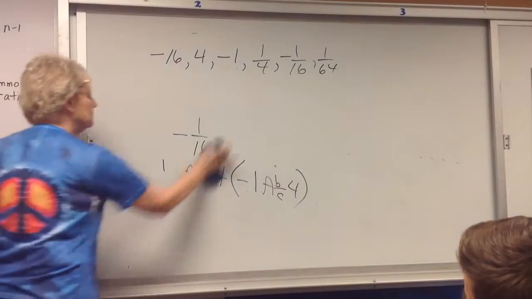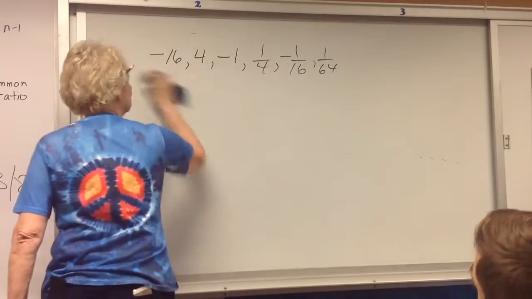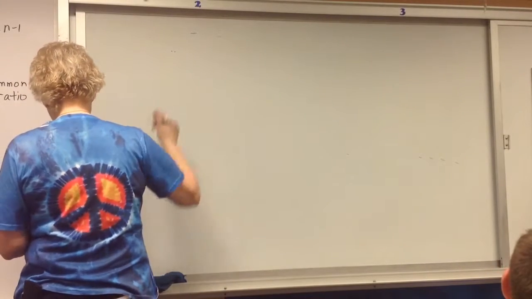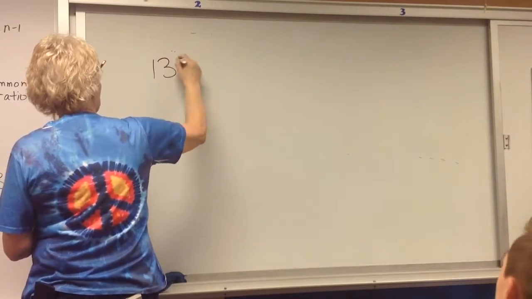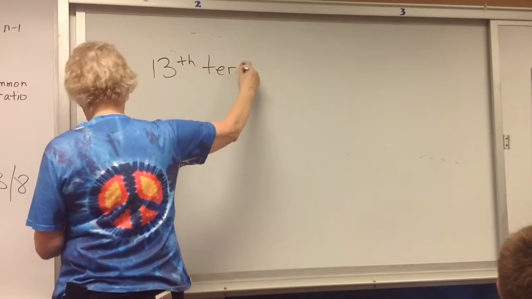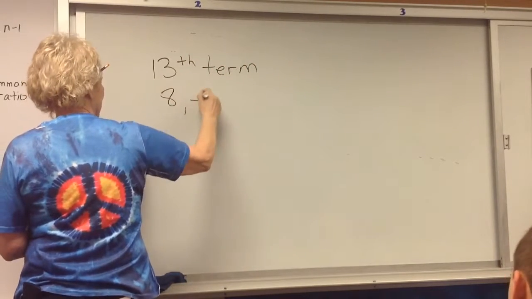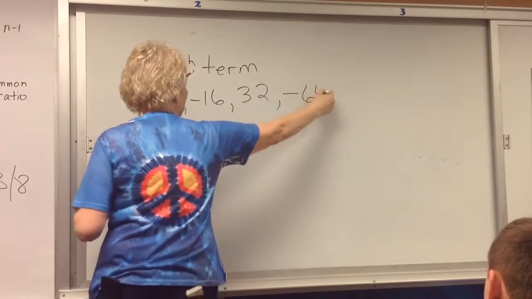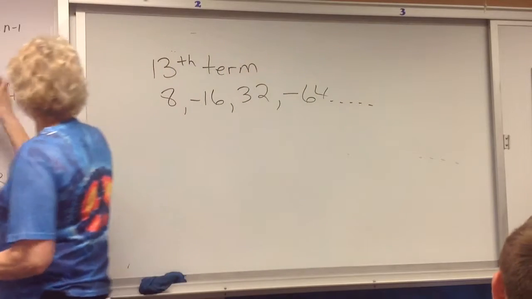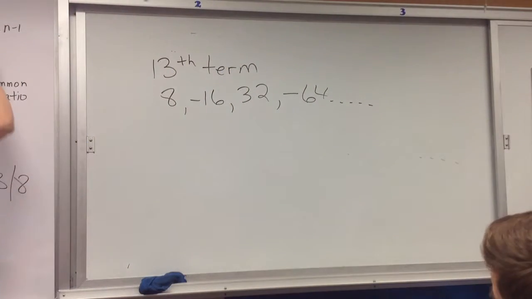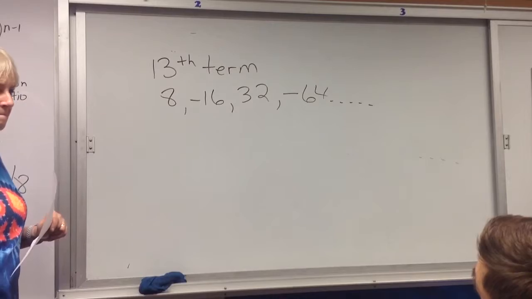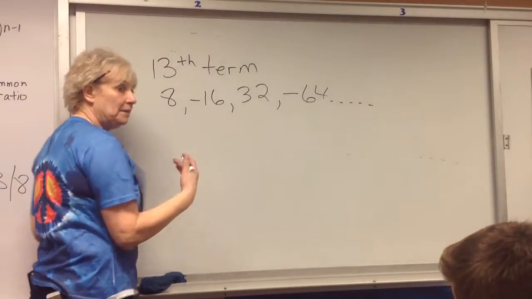All right, let's do an easier one. You haven't even checked for understanding, by the way. The formula for the last one? 13th term: 8, -16, 32, -64. Find the common ratio. What is the common ratio? -2. So it's times -2. Yes.